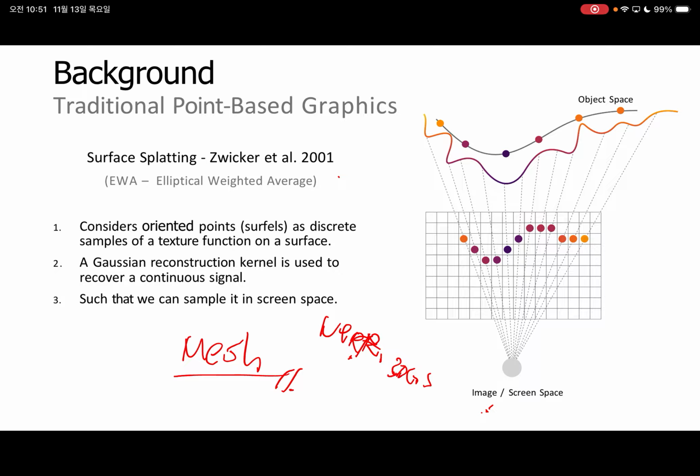NeRF was too slow to replace mesh. Of course there are many works that try to make it fast, but NeRF was too slow, and the photorealism was not very good compared to mesh. So NeRF actually didn't replace mesh, but 3D Gaussian splatting somehow can replace mesh in many cases.